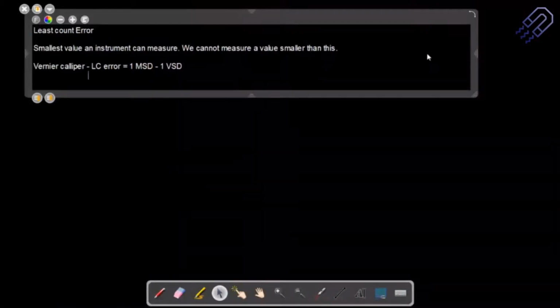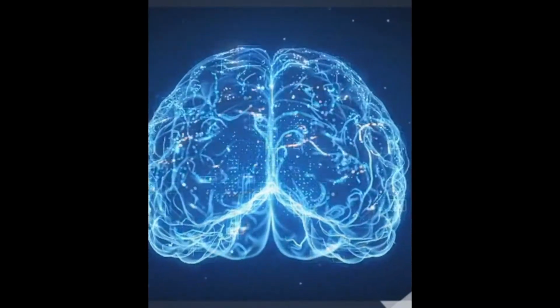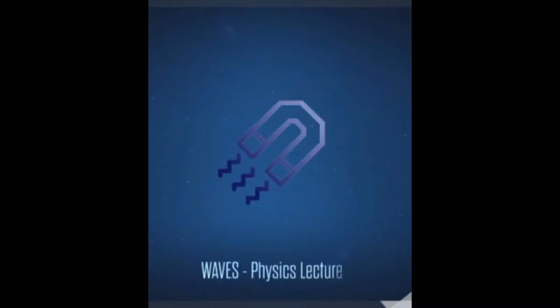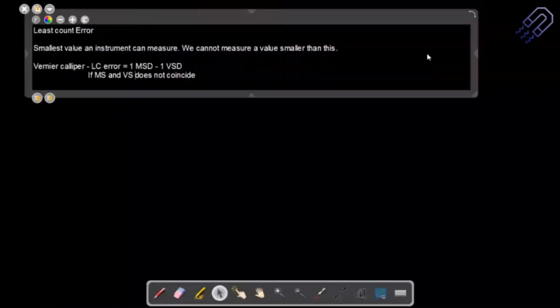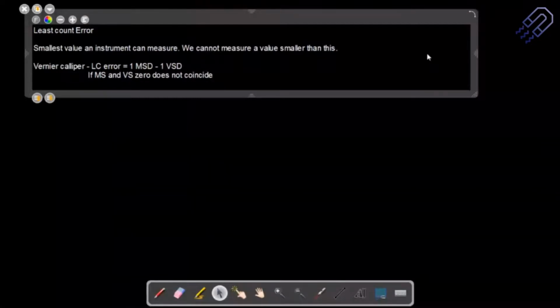If the zeros of the main scale and the vernier scale do not coincide, we say that the instrument has got some kind of error, and that is actually called the zero error. That error always needs to be corrected. So we find out the least count of the instrument and do our calculations. This is again important and you should revise.